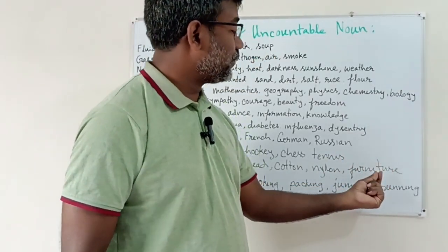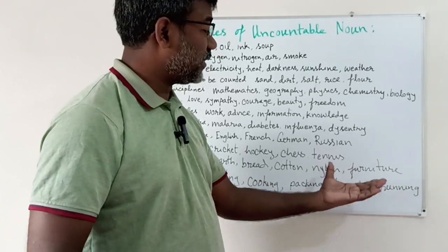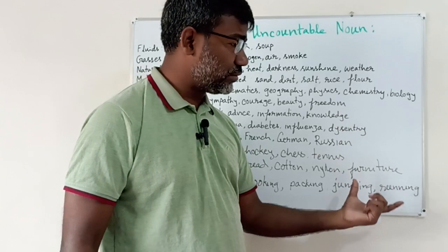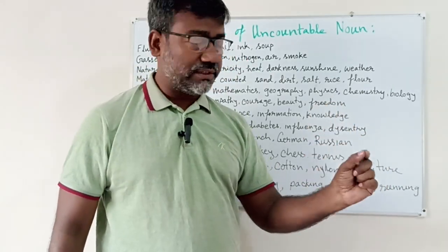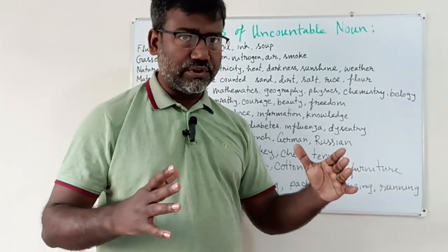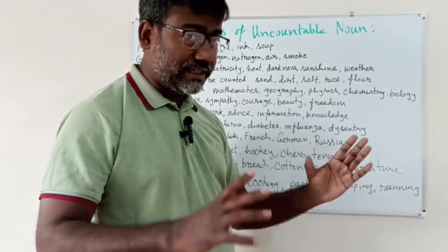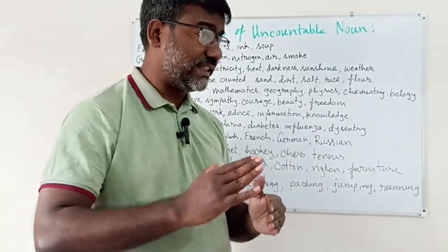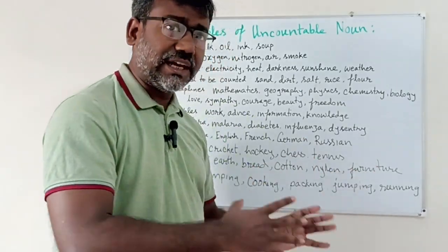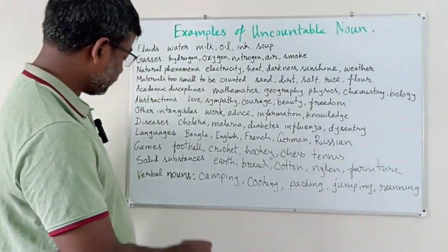Some people make mistakes with the word furniture. They think that we can count furniture, but no. We can count a single piece of furniture, but we can't count furniture. We can count a bed or wardrobe or closets, and bed is a countable noun, but furniture is an uncountable noun. So we have to say a piece of furniture.